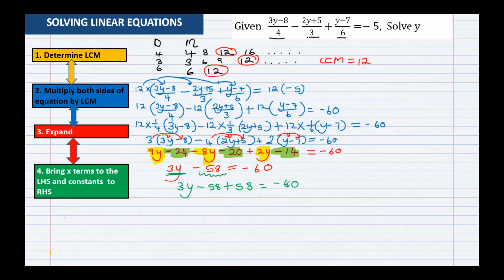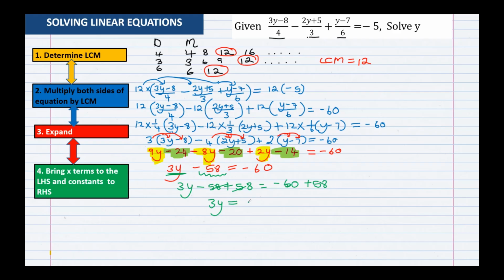So now we'll be left with 3y minus 58 plus 58. That will give me 0, so it will be 3y plus 0. So we just write 3y. And that will equal −60 plus 58, and that will just be −2.